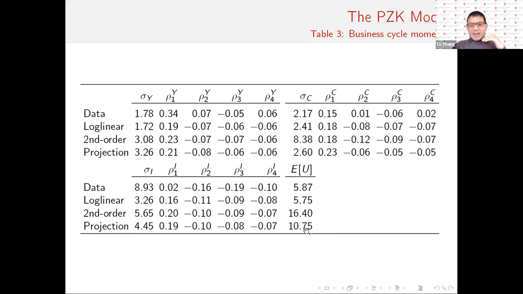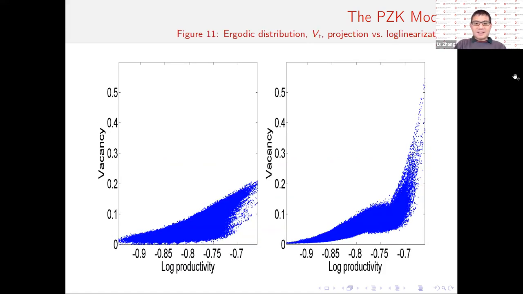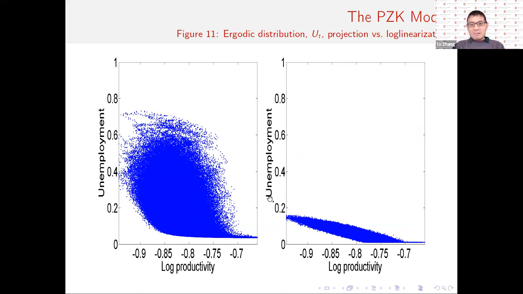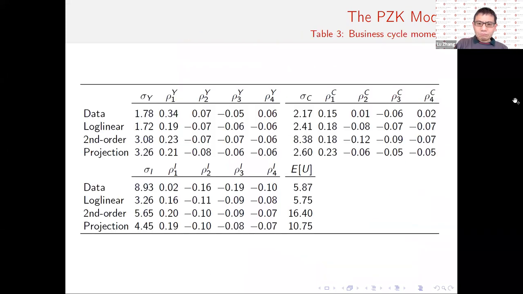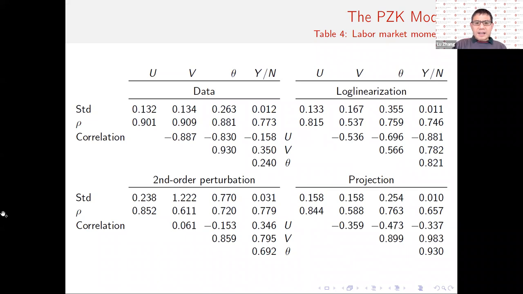we're looking at 10.75. Okay, almost twice as high as log linearization. Why is that? Well, this is why. You get the drastic movements, nonlinear dynamics in unemployment rates, accurately captured by projection code, but not by the log linearization. So that's the first moment of the unemployment rate, and let's look at the second moments.